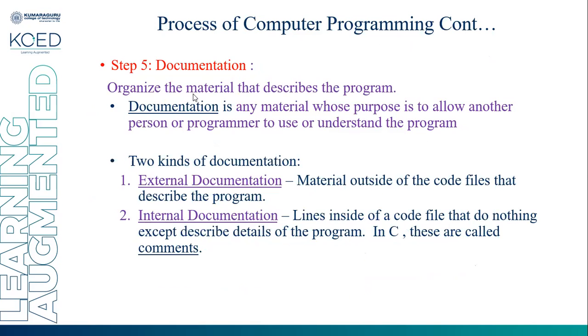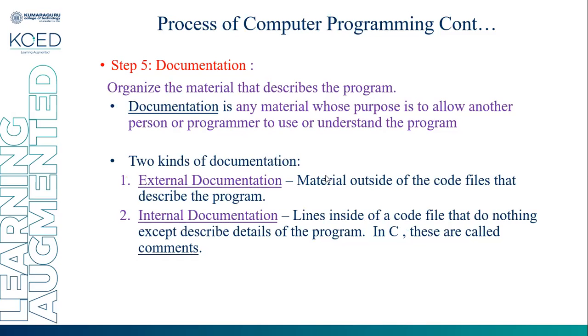Documentation is the material that describes the program. We have several kinds of documentation for a program. Documentation is material whose purpose is to allow another person or programmer to use and understand the program. It is prepared in such a way that it explains the purpose of the program, the logic of the program, and what requirement the program is addressing. All these things are explained in the documentation. Documentation is categorized into two types. First is external documentation, second is internal documentation.